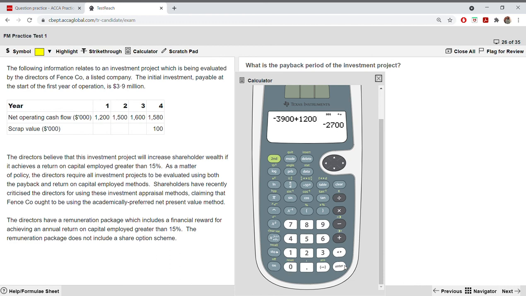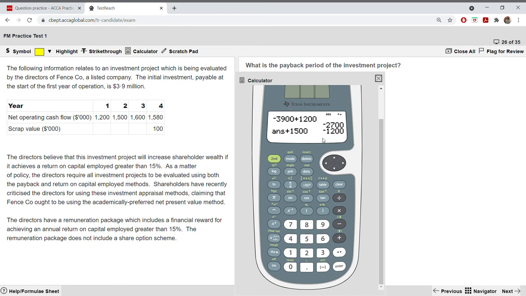Enter. Don't do it in one go, you have to do it separately each time. Still, you are getting a negative. Again, add the second year also, plus 1,500. Again, enter. Again, it's negative in the second year. But your payback period is definitely between the second and third year.